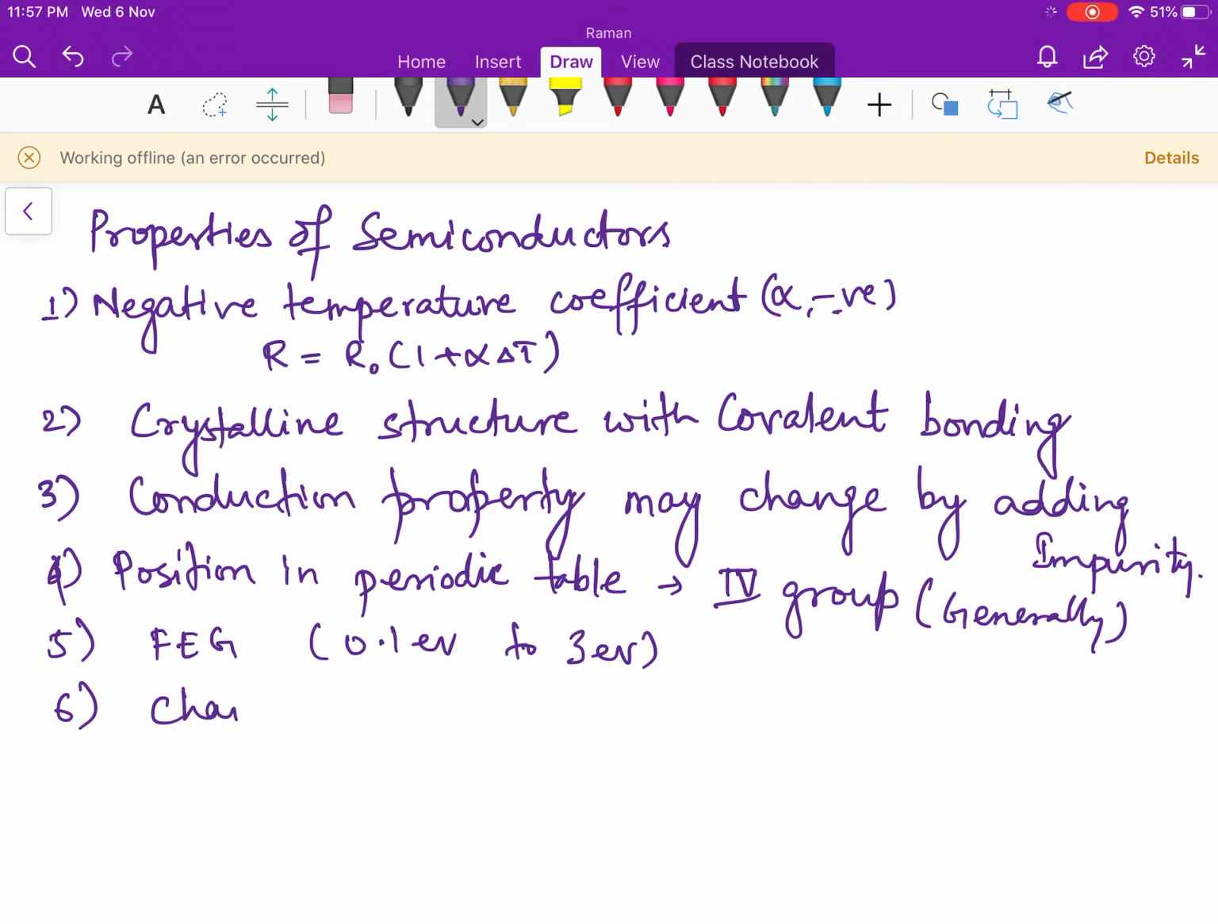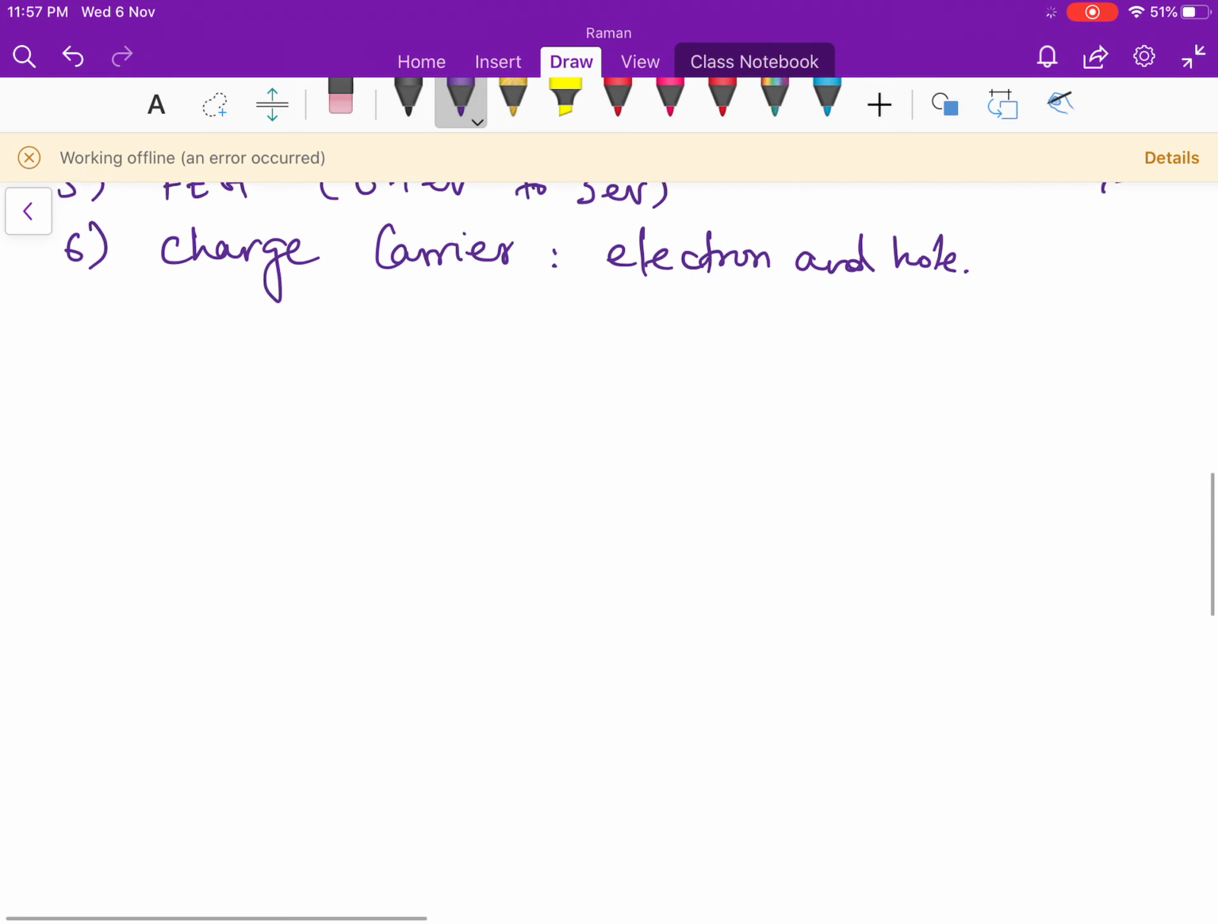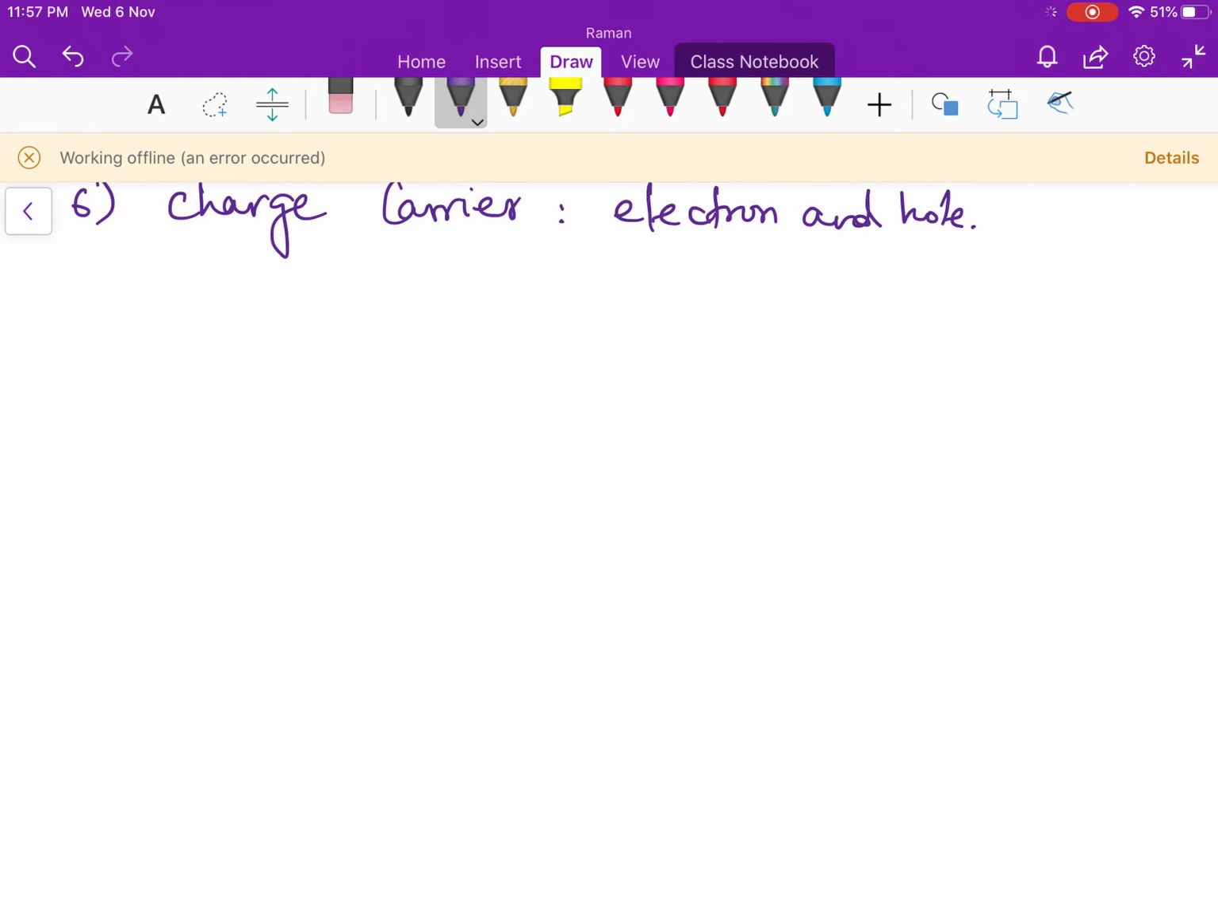Charge carriers are electron and hole. And if you talk about the effect of temperature, what do you see at 0 Kelvin? At absolute 0 Kelvin, the covalent bonds are very strong, so no free electrons basically exist in case of semiconductor, and this semiconductor behaves as a perfect insulator.